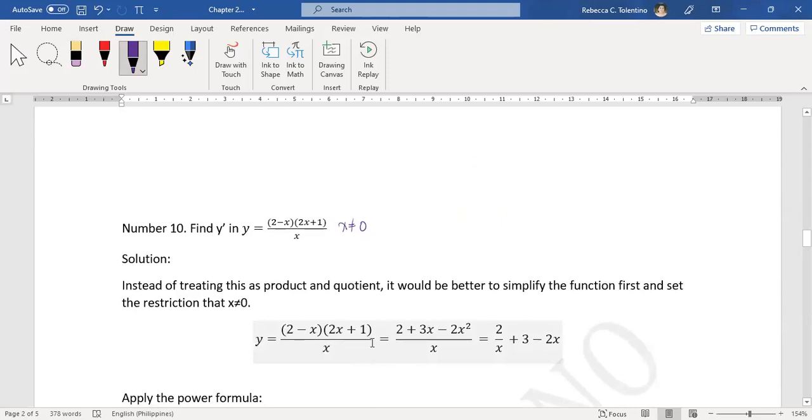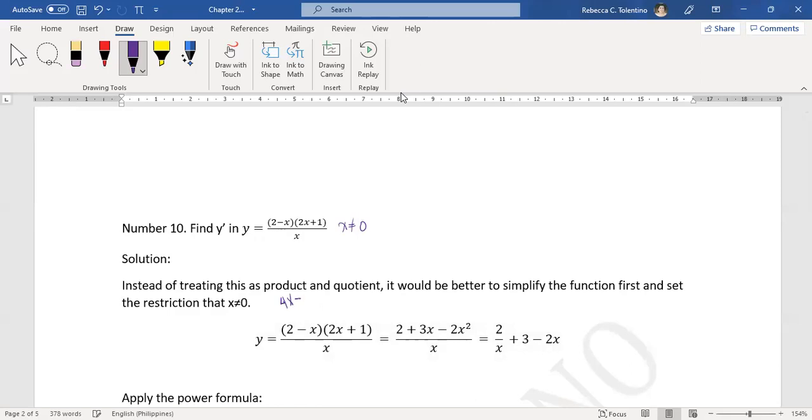So this is what you will have if you multiply 2 minus x by 2x plus 1. Using the FOIL method, you will have 2 times 1, that's 2, minus 2x squared. Minus x times 2x is minus 2x squared. Then we have 2x times 2, which is 4x. 1 times minus x is minus x. So that's going to be 3x. Okay, let's do it. First terms, so that's 4x squared.